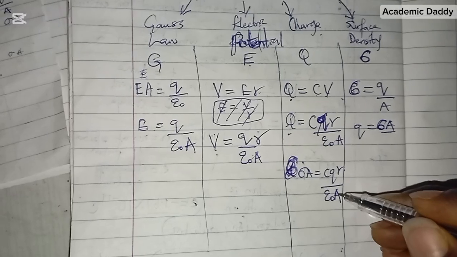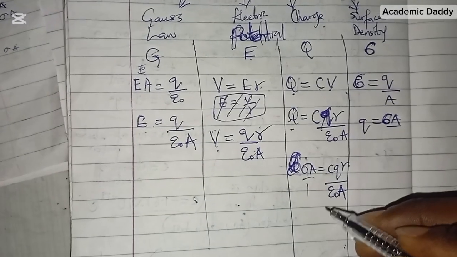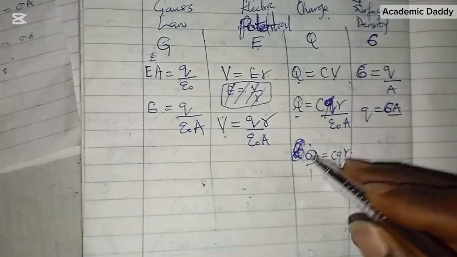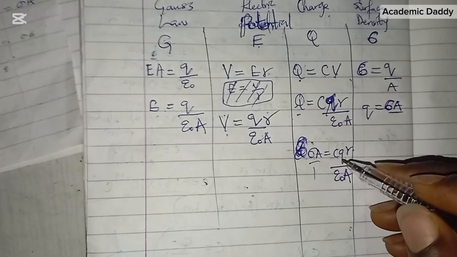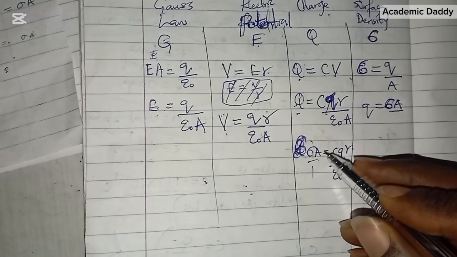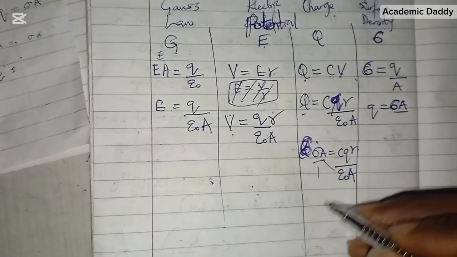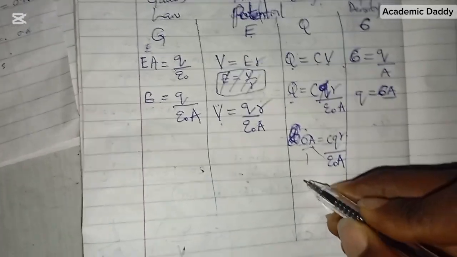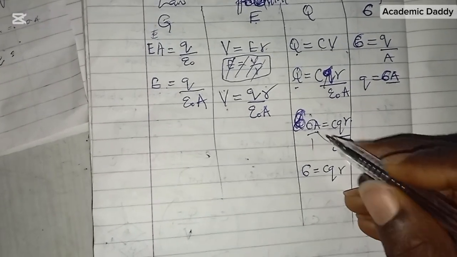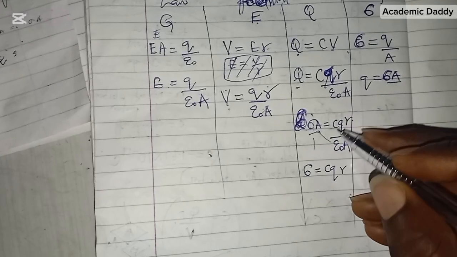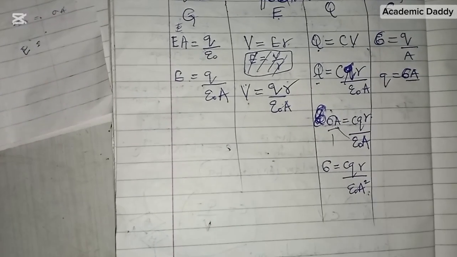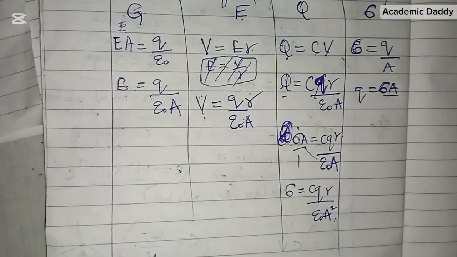So let's see. A is over 1. If I want to make surface density the subject of the formula here, or anything the subject of the formula, I can cross over here, so that I now have surface density equals CQR all over E naught A square. You can have a situation like this.